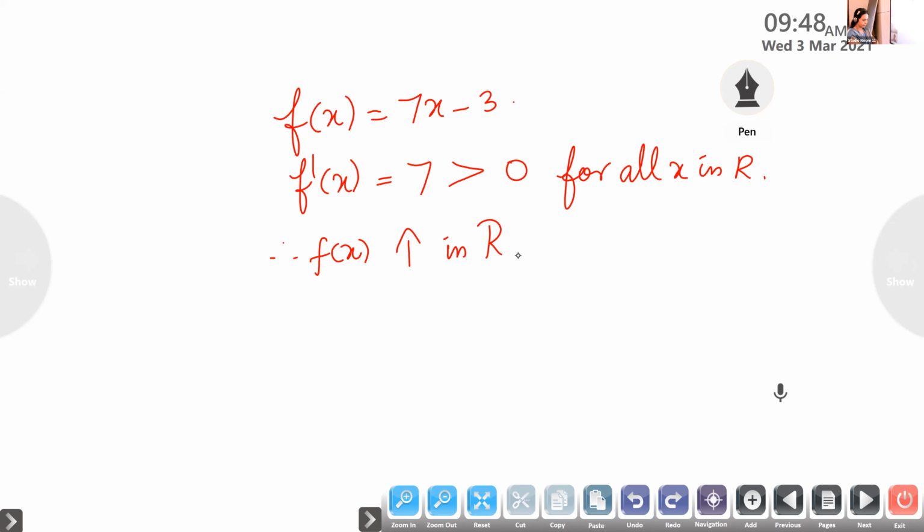Right, the next one. Show that the function f of x is equal to 3x plus 17 is strictly increasing on R. You have to prove f of x is strictly increasing on R. What is the function given here? f of x is 3x plus 17.